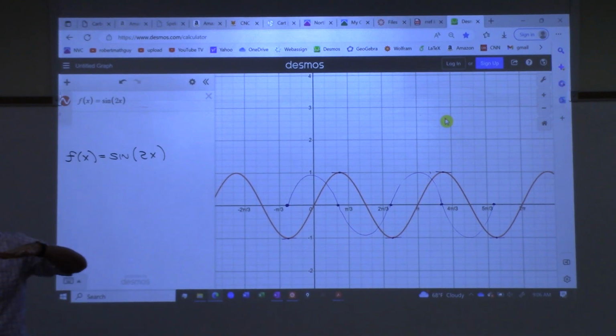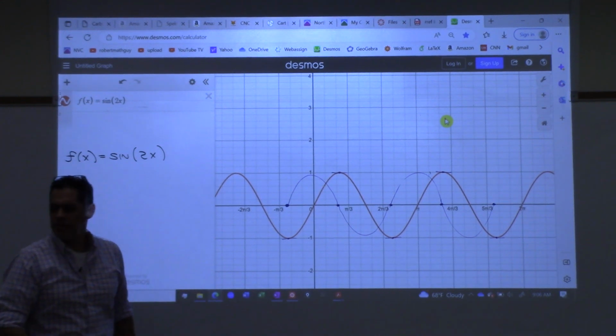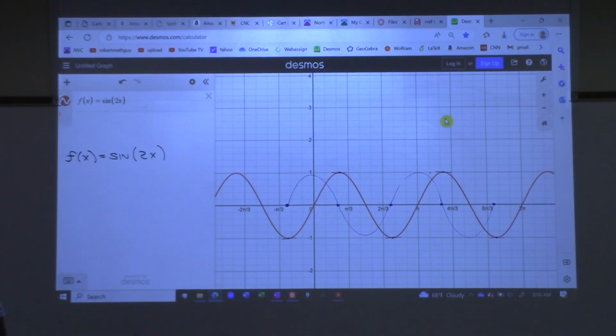That's my rough sketch. What's up with all the chairs? I don't know what's going on here. We have less chairs, or less seats. Do you want to sit right here? Okay. Are you okay over there? Okay.